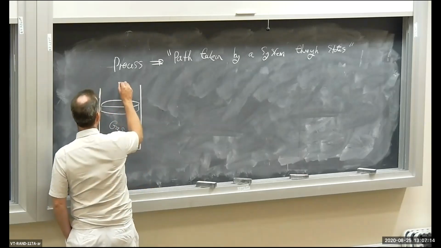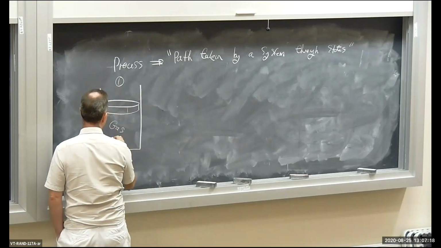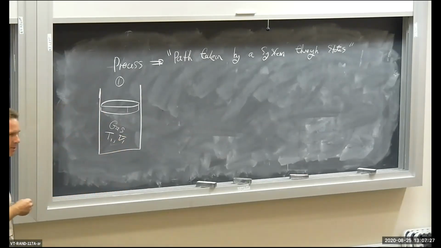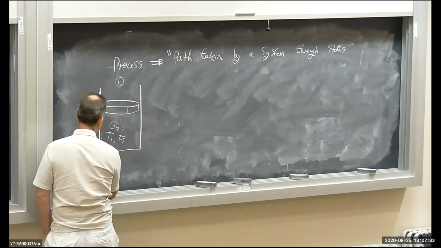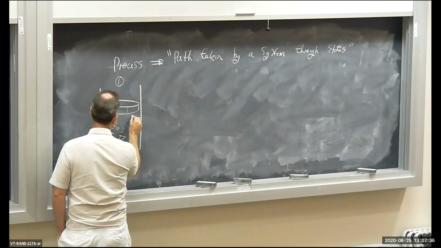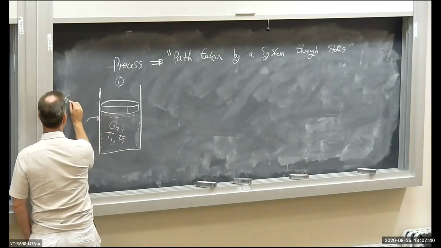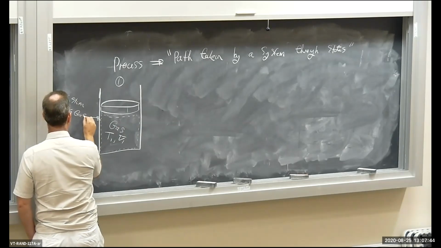So let's say this is state 1. And I have some temperature T1 and volume V1 inside of this cylinder. Okay, my system, by the way, is the gas. This is my system. The system is the gas.